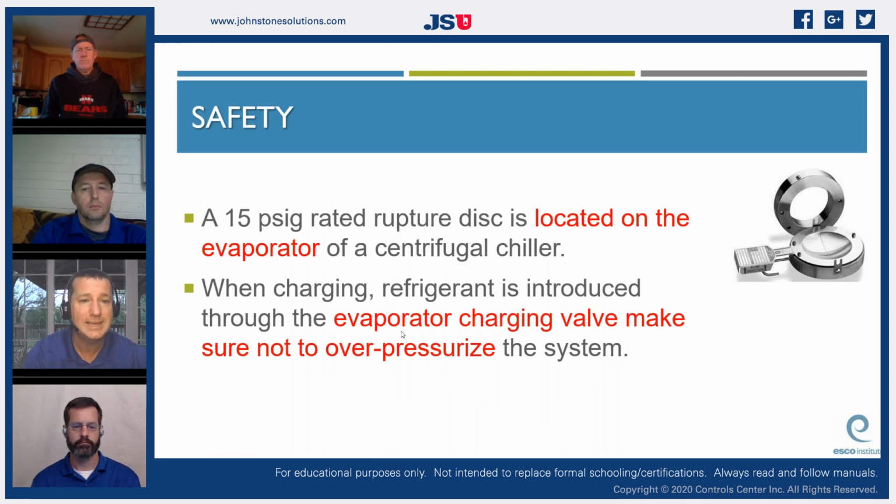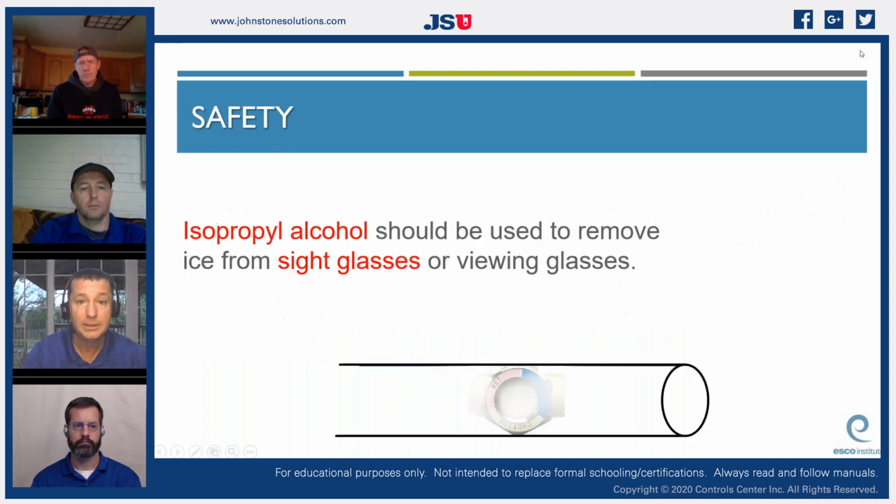A 15 PSI rated rupture disc is located on the evaporator of a centrifugal chiller. So when charging, refrigerant is introduced through the evaporator charging valve, which remember is on the bottom. Make sure not to overpressure the system. Cannot go over 10 PSI, really. If we hit 15, we're going to lose all that charge we just put in there.